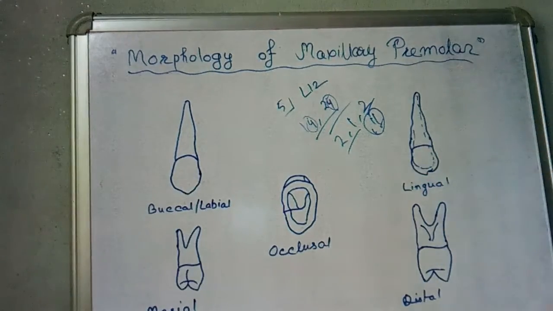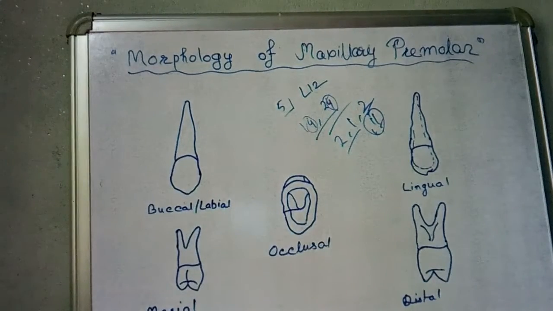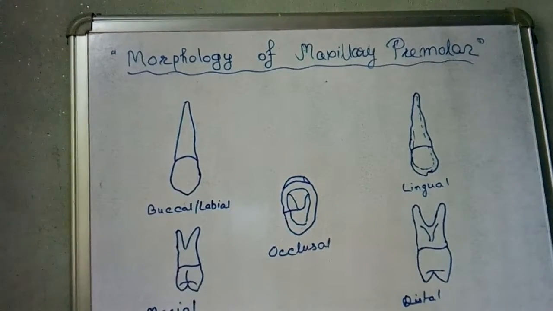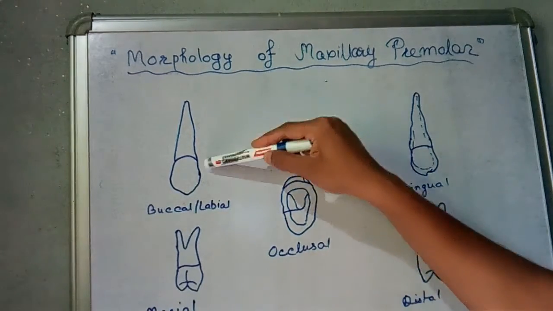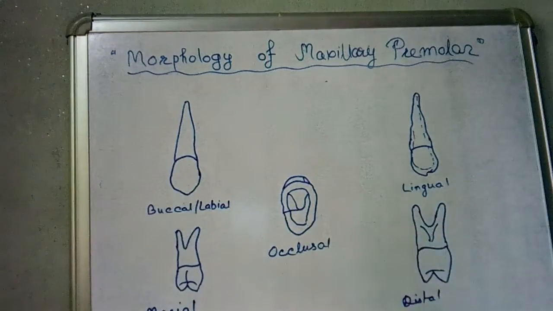Now let's talk about the buccal or labial aspect of the maxillary premolar. In the buccal aspect, the crown is roughly trapezoidal and exhibits little curvature at the cervical line. The mesial outline of the crown is slightly concave from the cervical line to the mesial contact area.